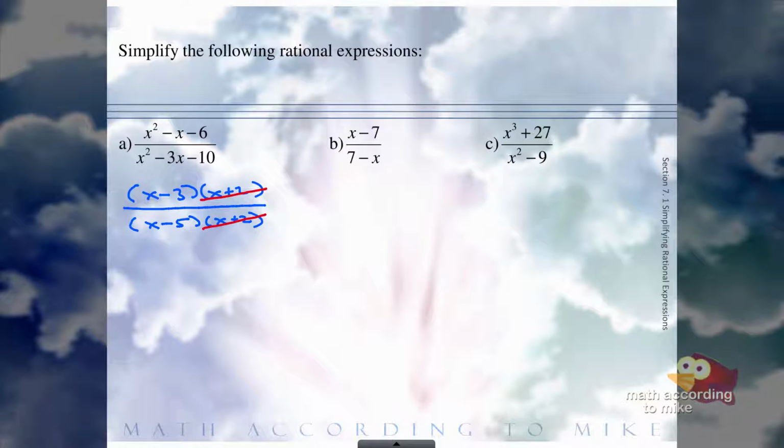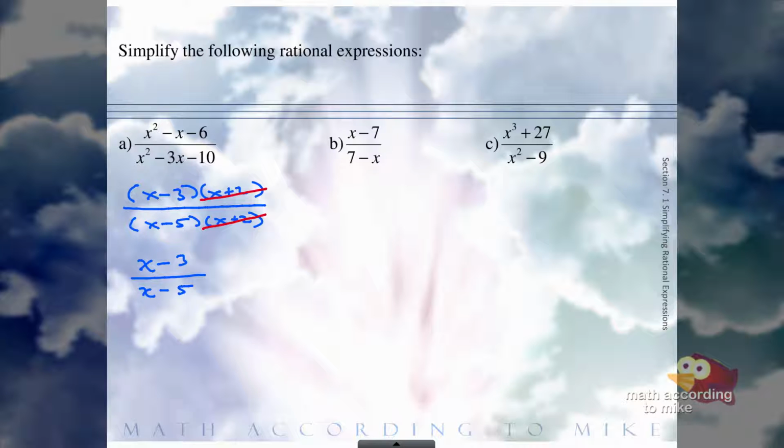And after canceling, we're only left with an x minus 3. And downstairs, we're left with an x minus 5. Since that's one factor upstairs and down, I do not need to put parentheses around it. So the first one reduces down to x minus 3 over x minus 5.